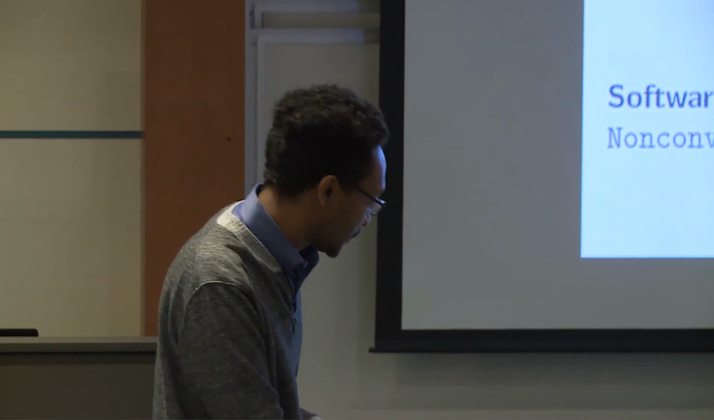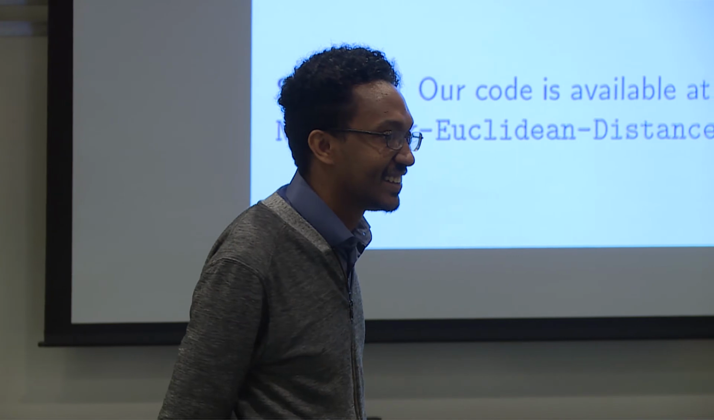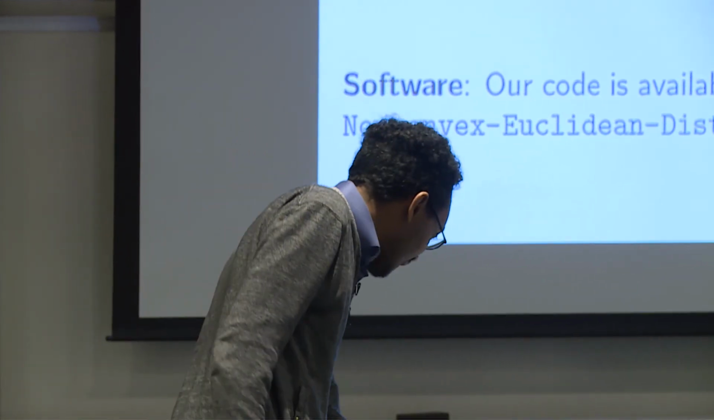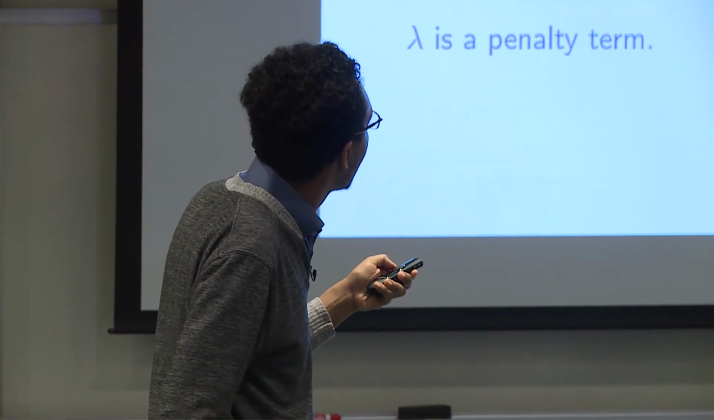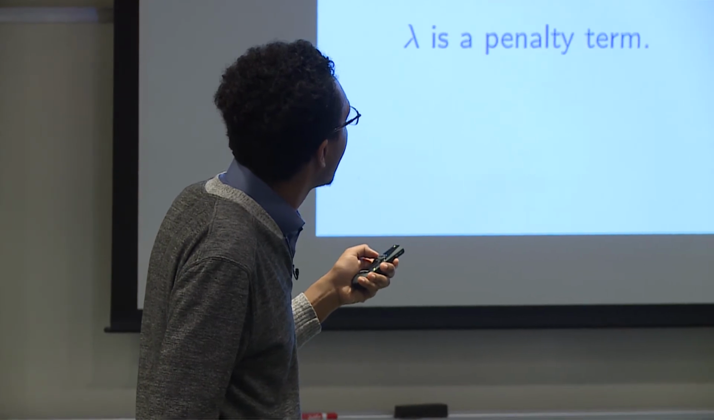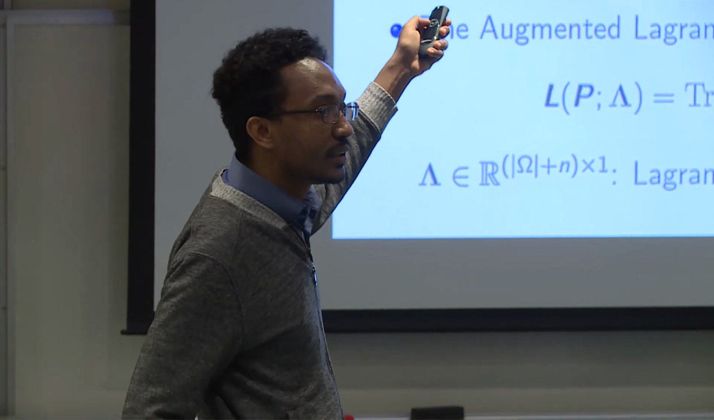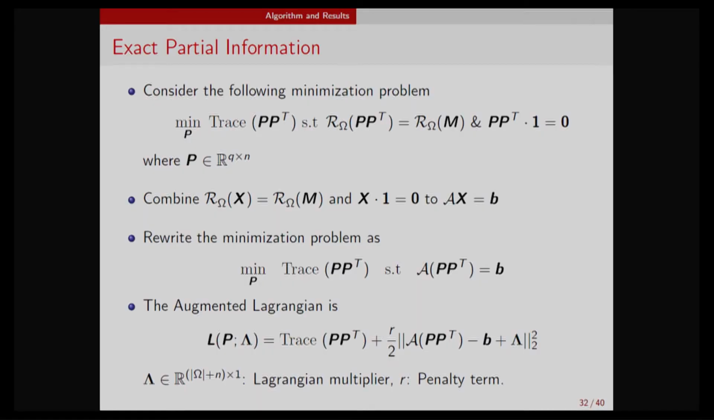So why did you call it non-convex solver? You called your code non-convex problem solver. Because I factorize my Gram matrix into this PP transpose. Yeah, that's why. The previous code didn't factorize that. I get it. Yeah. Okay, thank you.